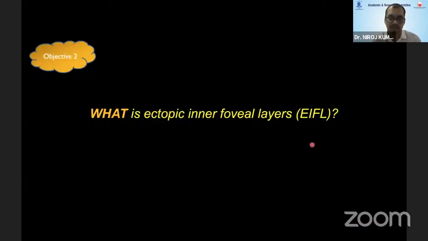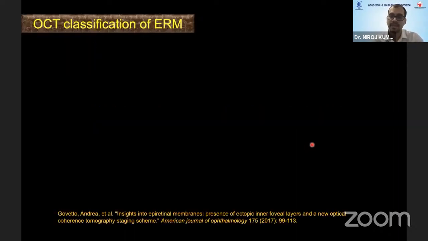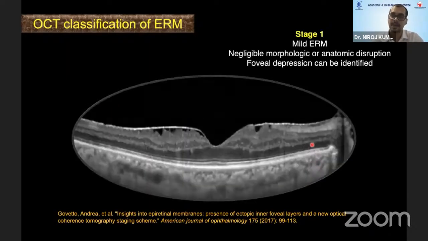Brings us to the second objective. What is ectopic inner foveal layers? So before going into the description of this entity, we need to understand the newer OCT-based classification of ERM, which was again proposed by Govetto et al. in 2017. The first stage is the stage of mild ERM with negligible or no morphological or anatomical distortion of the central fovea. You can see only the ERM is present, no abnormalities at the center of the fovea.